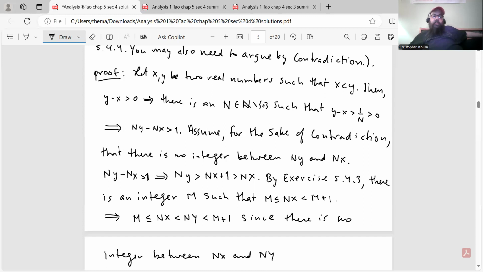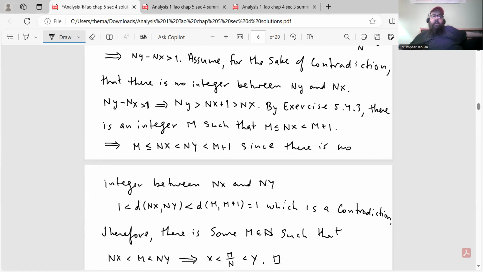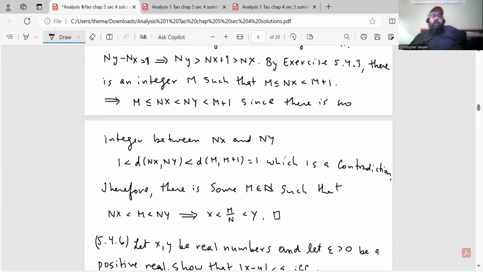Since there's no integer between capital Nx and capital Ny, and 1 less than the distance between capital Nx, capital Ny, less than the distance between capital M plus 1 equals 1, which is a contradiction, right? One that says 1 is strictly less than 1, which is a contradiction. Therefore, there is some capital M in the natural numbers such that capital Nx less than capital M less than capital Ny, and that implies that x greater than M over N less than y, so M over N is a rational number, so that proves that such a thing exists.